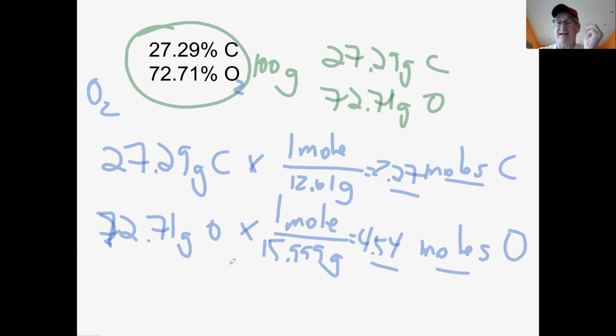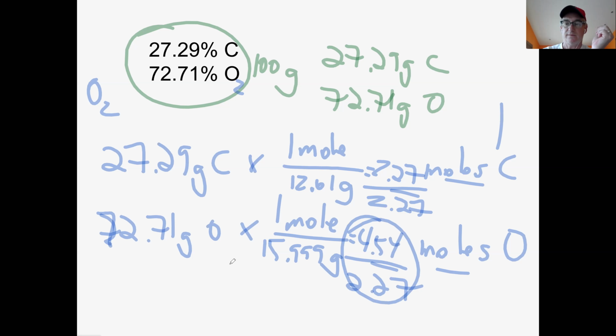Well, in this instance, it is. If I divide both of these by 2.27, I get 1 mole of carbon and I get 2 moles of oxygen. So what's my formula for my compound? 1 carbon, 2 oxygens. Good old CO2.